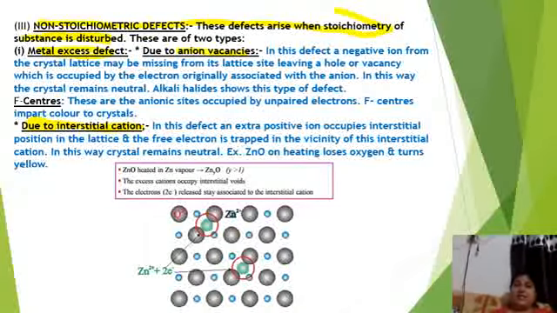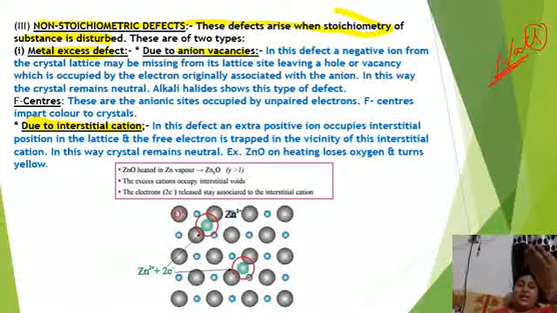What I said? Metal excess defect. Metal is more. See, if we take any ionic compound, suppose I take NaCl. In this the metal is sodium, which is cation. So if the anion leaves its place and goes away, there is anion vacancy, then obviously the sodium ions will increase in number. So the metal excess defect will arise, number one, due to anionic vacancies.